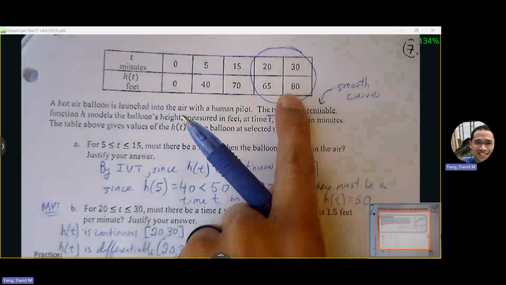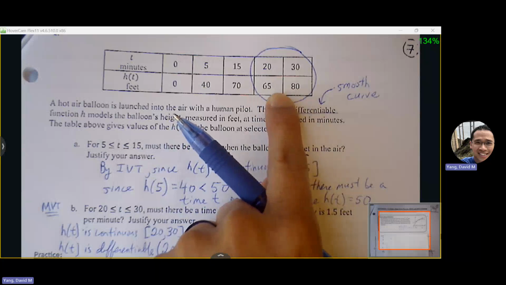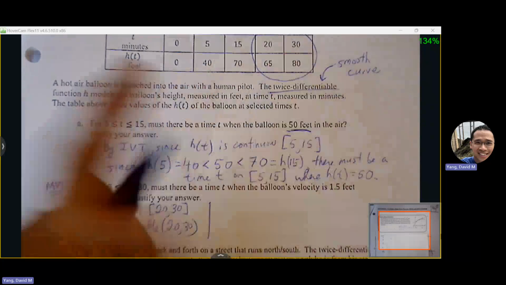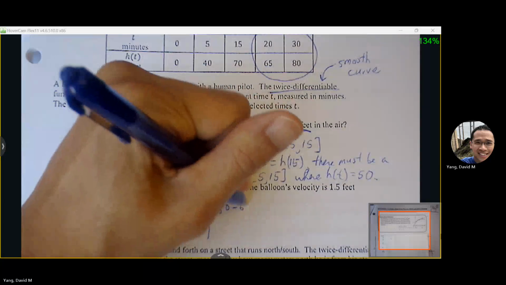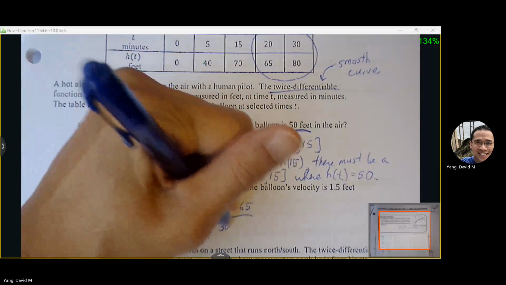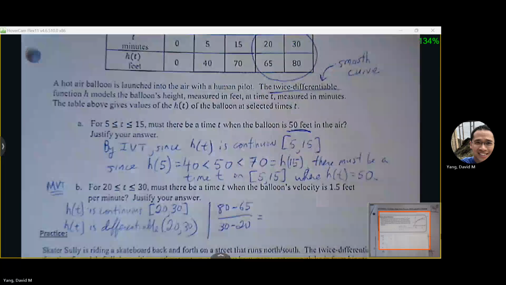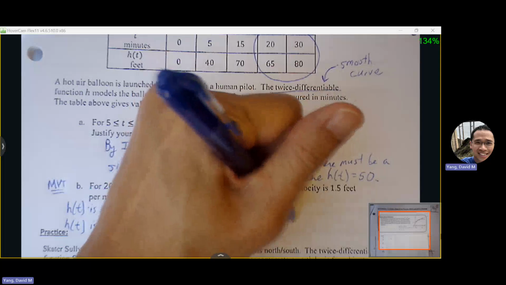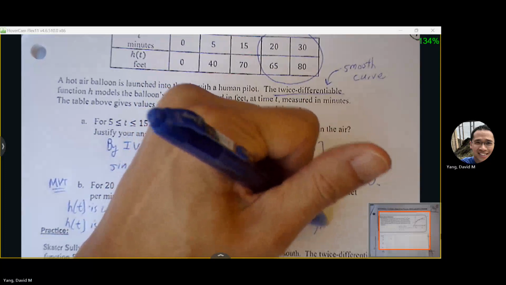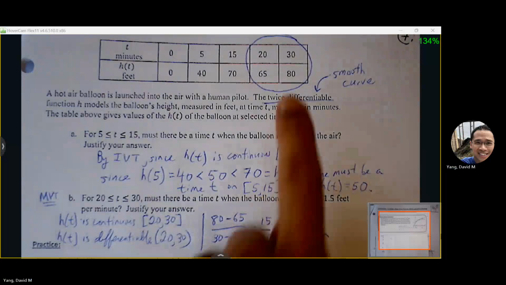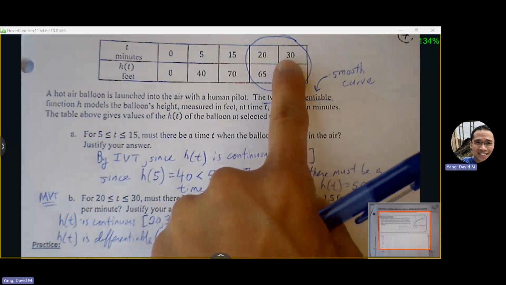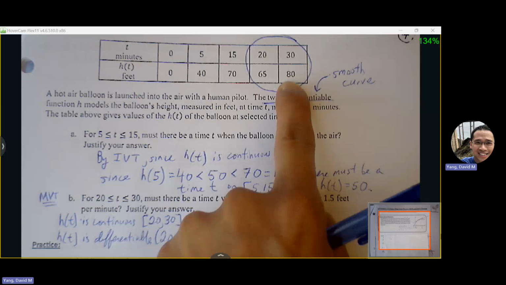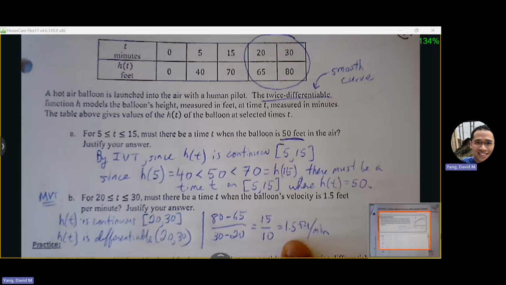So let's find the slope between the endpoints, right? Let's find his average velocity. So change in height over the change in time. 80 minus 65 is 15. 15 over 10 is 1.5. So we know that over a 10-minute time period, this balloon is going to rise 15 feet. And because of that, we know that his average velocity is 1.5 feet per minute.